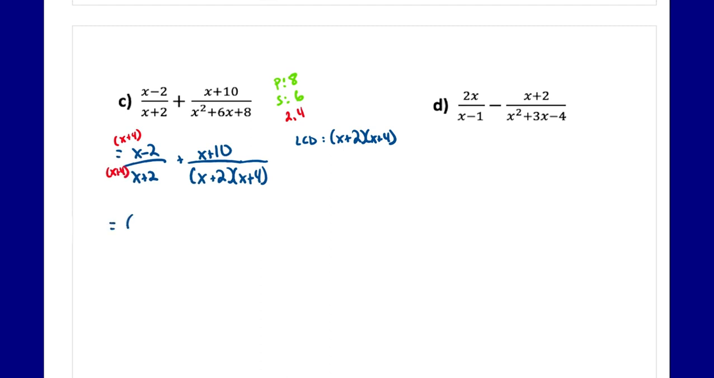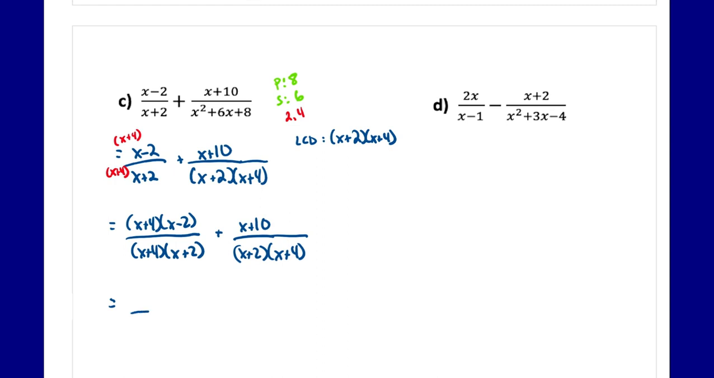So this becomes x plus 4 times x minus 2 divided by x plus 4 times x plus 2, plus x plus 10 divided by x plus 2, x plus 4. Now that the denominators are the same, I'm going to expand the numerators so that it's easier for me to add. I'm going to rewrite it a little bit simpler, with less writing.